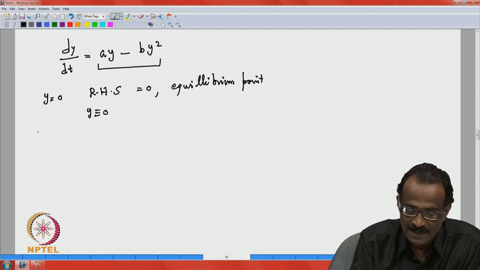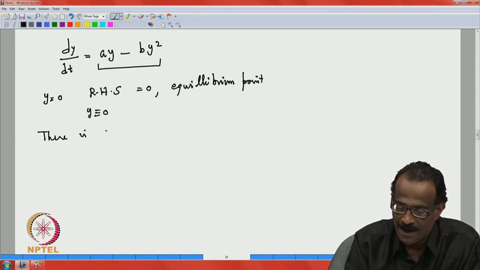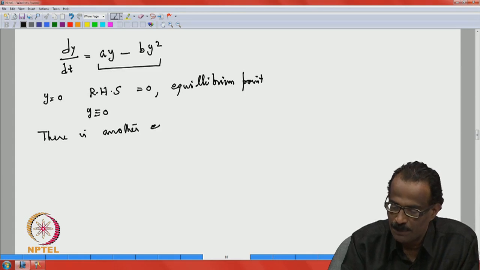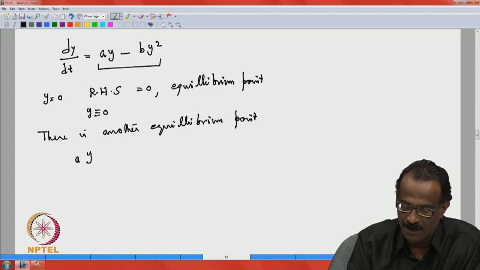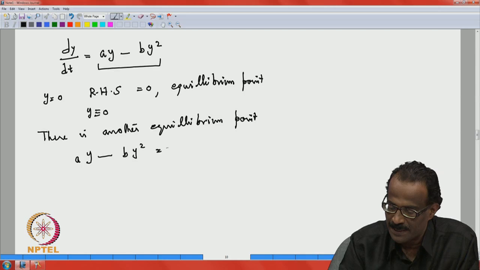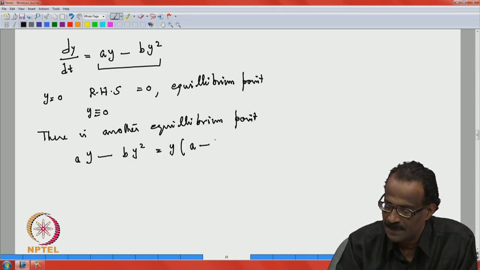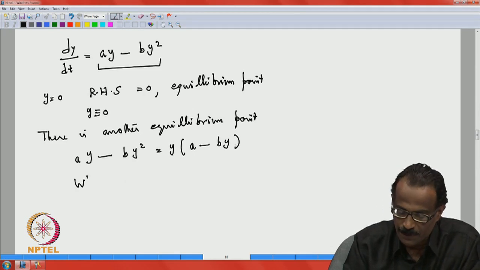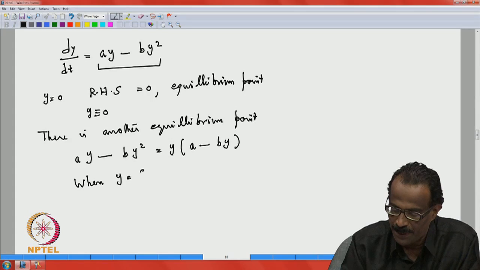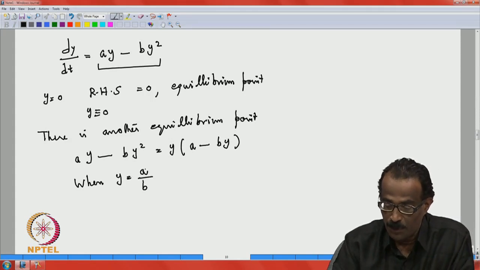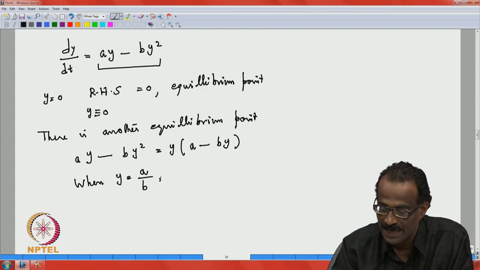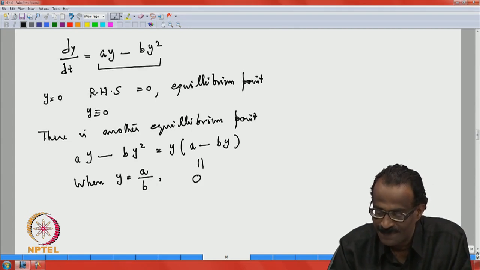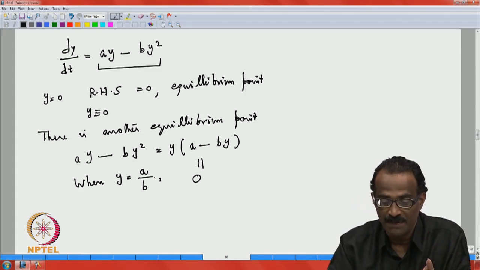The interesting thing is that there is another equilibrium point. What is that equilibrium point? Ay minus By square can be written as y into A minus By. So, when y equal to A by B, one more point here, normally B is very small compared to A, that is again a fact you have to tell. Then again this is 0. So, you have a second equilibrium point when y equal to A by B.